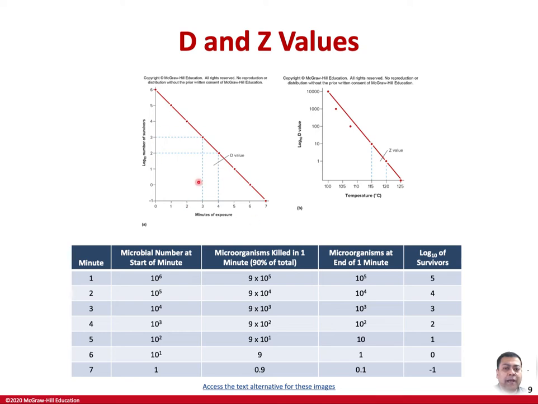The D-value is the time required to reduce the number of the population by 1 log value. So that's your D-value. It is also possible to determine the temperature change at a given D-value that decreases the microbial population by 1 log cycle.